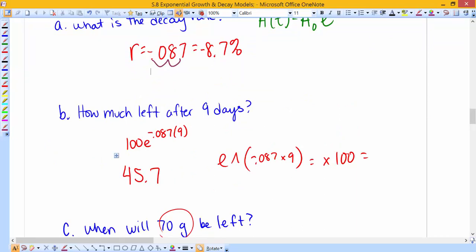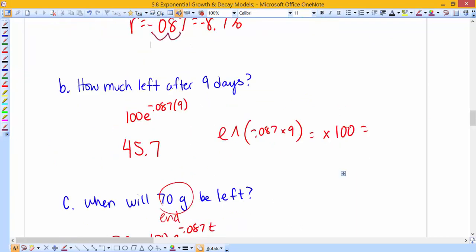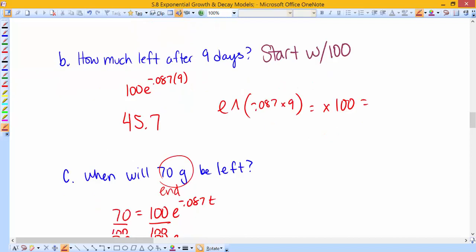Now, using that same formula, how much is left after 100 days? Now, remember, the scientist is starting with 100 grams of the substance. So I take the formula, I plug in 100 for my A sub 0. Now it's just using your calculator. So E and then caret, exponent, make sure you use parentheses, please. Make sure you use the negative button if your calculator has that and not the subtraction button. And then you have to multiply it by 100. Please practice. Make sure you get 45.7.